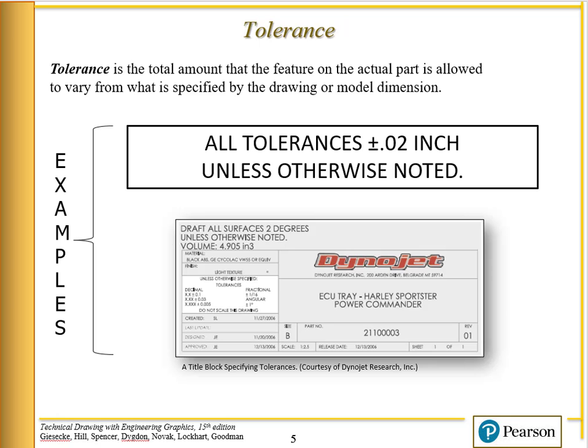Tolerances. So tolerance is one of your terms here. A tolerance is the total amount that a feature on an actual part is allowed to vary from what is specified on the drawing or the model dimension.